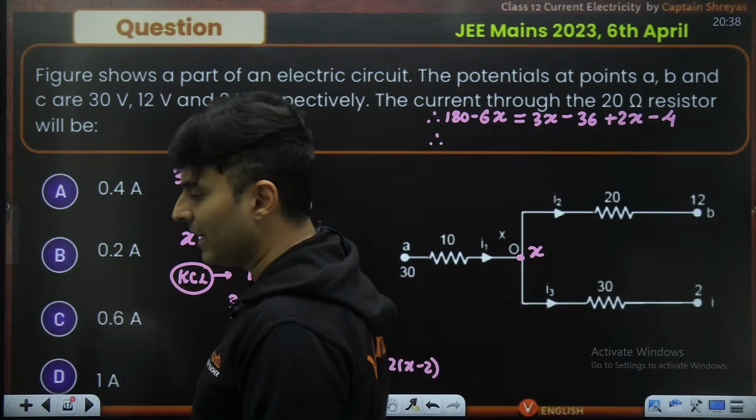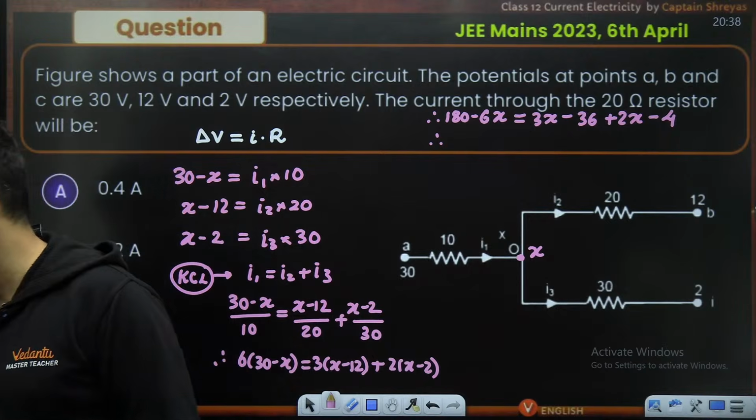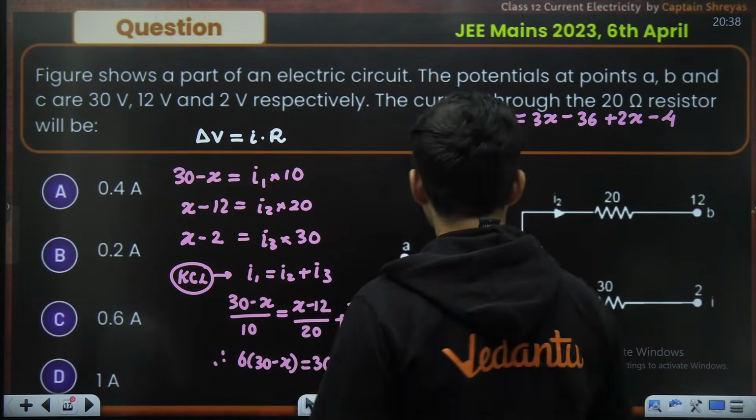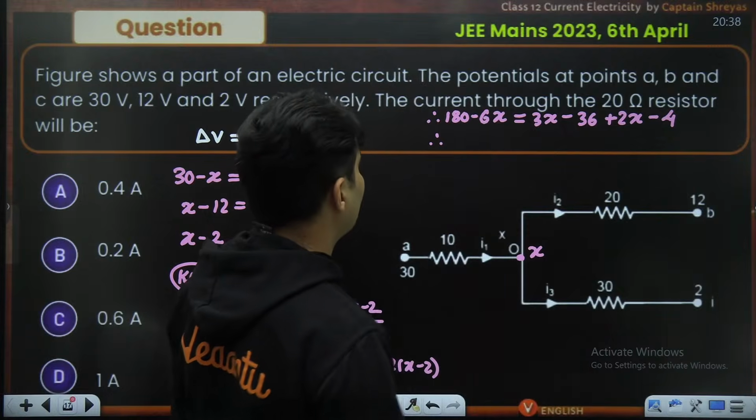Come on, what is the value of x that you are getting? Quickly tell me in the chat box. Everyone, what is that value of x that you are getting? Let me know guys in the chat box.